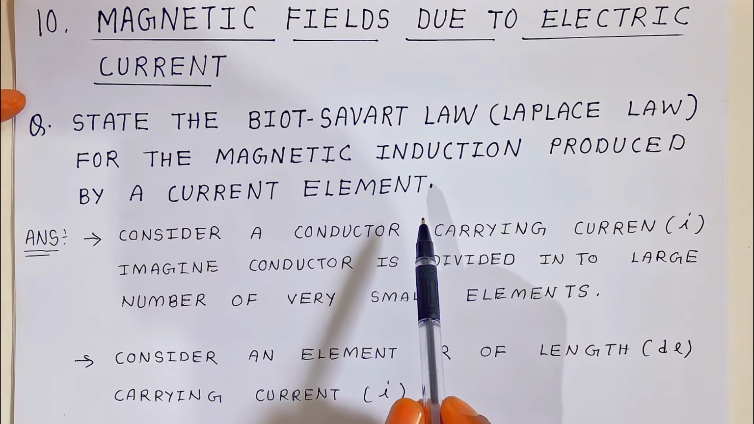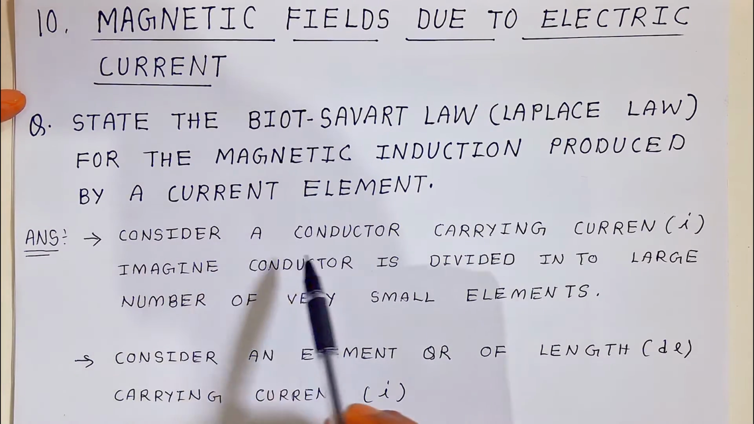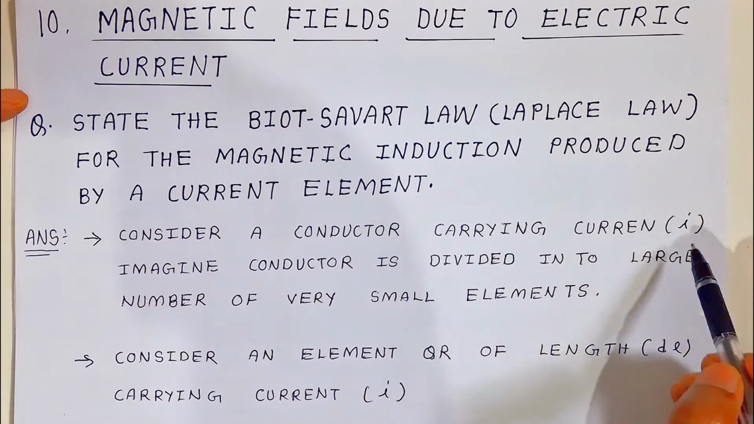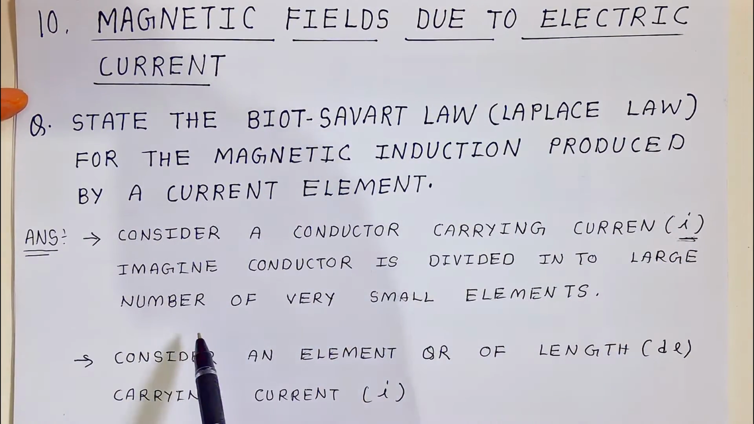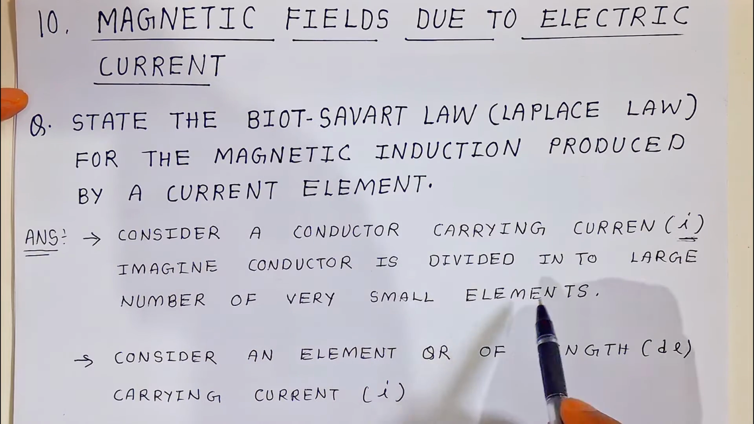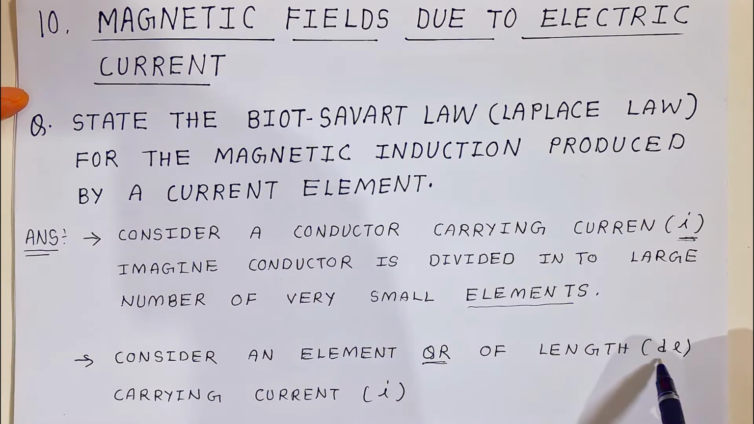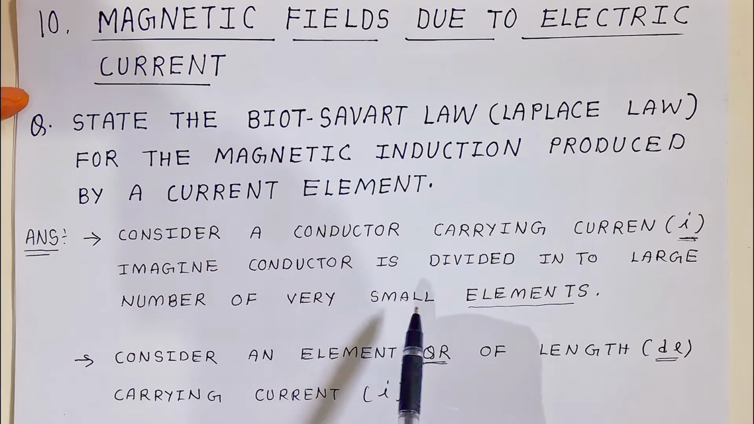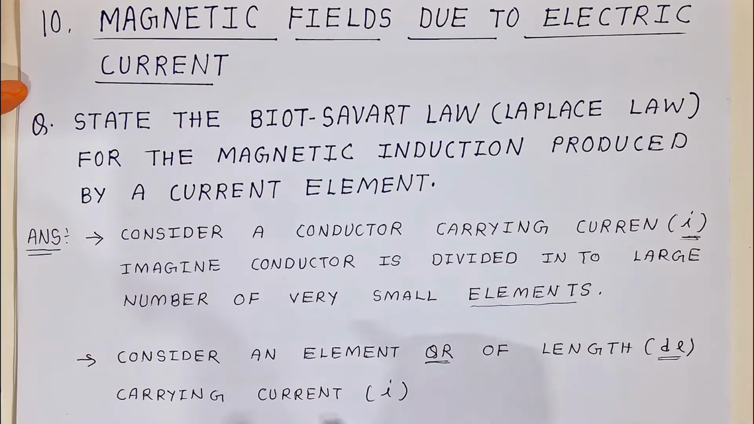Okay students, in the board examination they may ask this as a 2 marks question, so you have to start like this. Consider a conductor carrying current I. Imagine the conductor is divided into a large number of very small elements. Consider an element QR of length dl carrying current I.